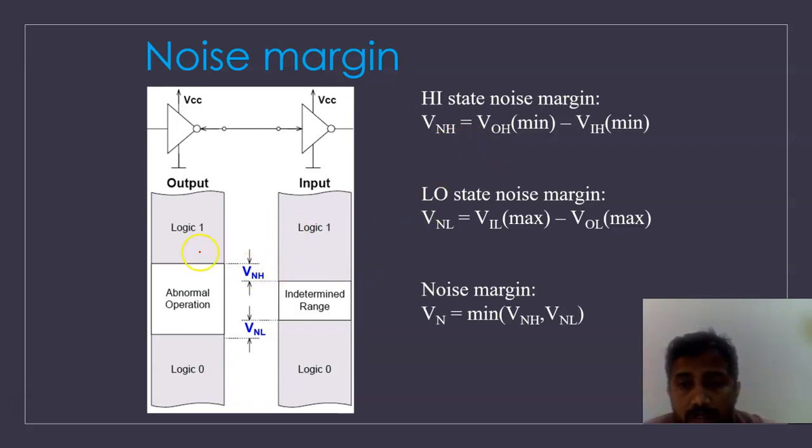Here you can see this is my input and the output is obtained over here. This is the noise margin. Noise margin means that any signal falling in between here would still be considered as logic 1. Similarly, this is the noise margin you have when you go for logic 0.